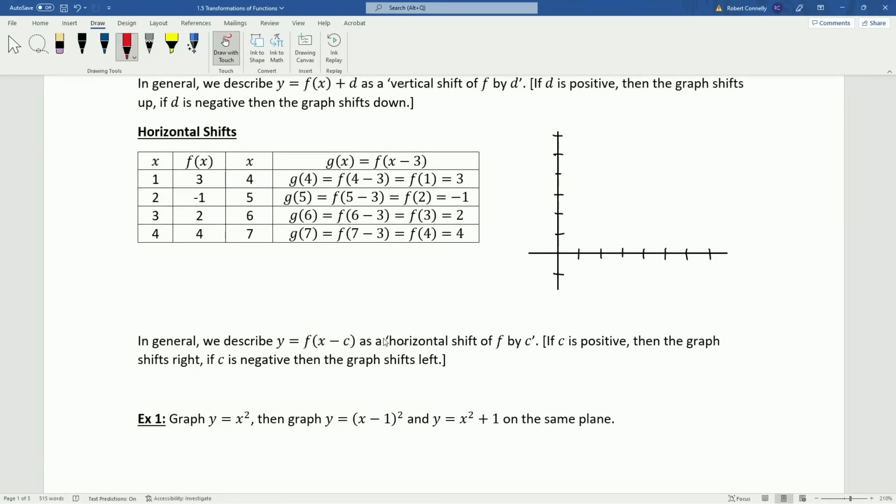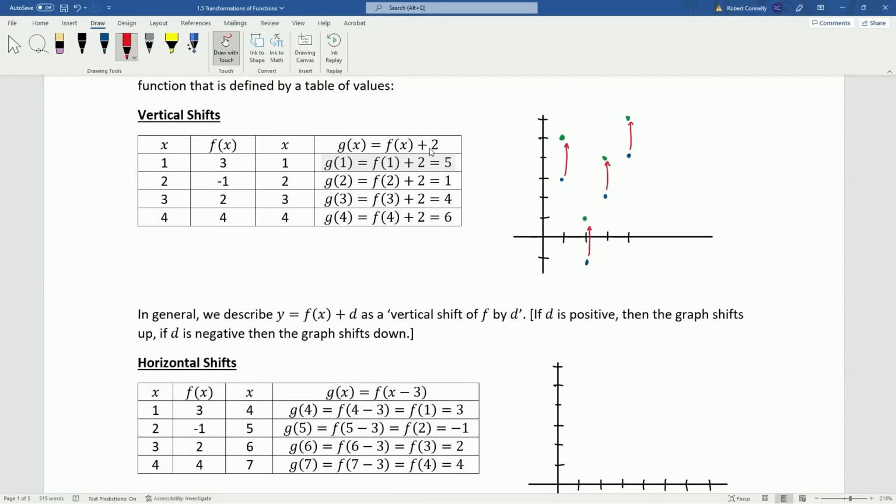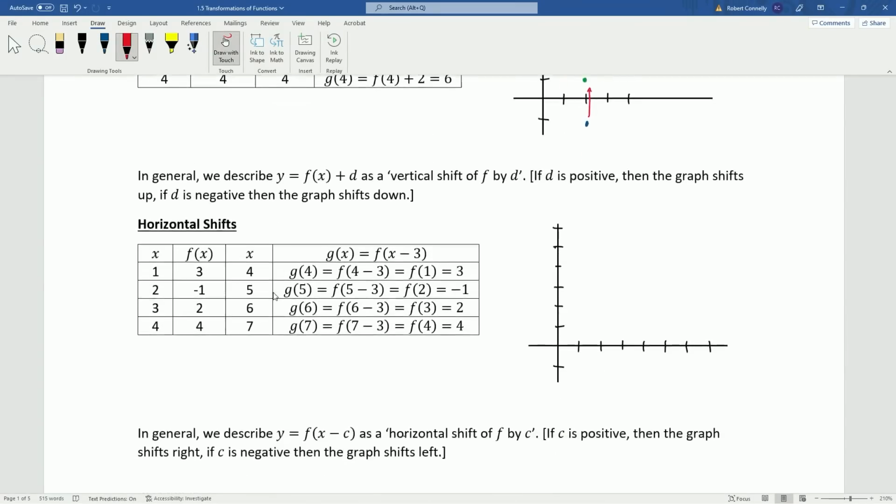All right, so let's look at horizontal shifts. So these work a little bit differently. So here, the action is, instead of occurring outside of the function, so adding to the outside of the function after y has been calculated, instead we add or subtract to the x value inside the function. So here, x is 1, 2, 3, and 4, and we've got the same outputs, 3, -1, 2, and 4. So let's plot those. And again, we'll plot that in blue.